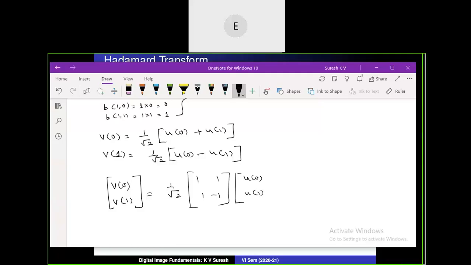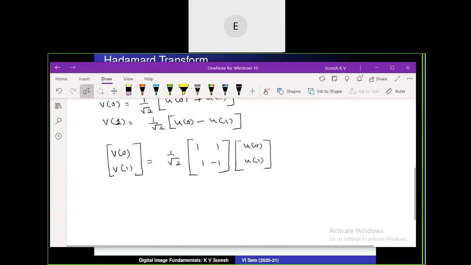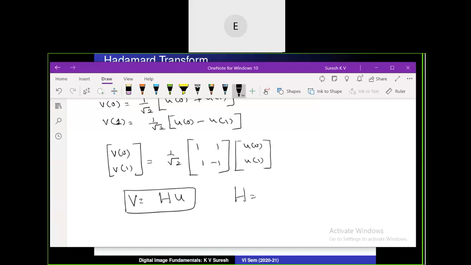So remember, this is your Hadamard matrix. So V is equal to Hadamard matrix, maybe I'll just write it, H into U. So the Hadamard matrix for n equal to 2 is 1 by root 2, 1, 1, 1, minus 1. Don't worry about this factor, because this is one single constant, you can multiply it in the end. You can observe that all values are either plus 1 or minus 1. So you will not have any integer values other than 1. That means it is binary. So this is for n equal to 2.